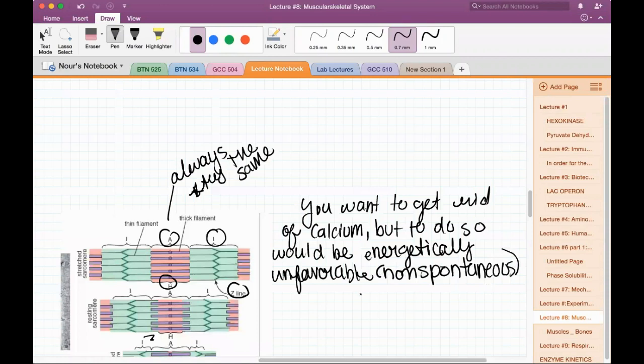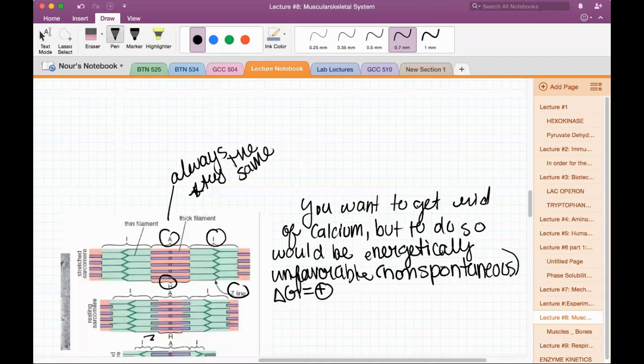Another way of saying it is endergonic, because it needs an input of energy. But you're right, that's absolutely right, exactly, a delta G positive. Good job. See, you're learning. That's good.